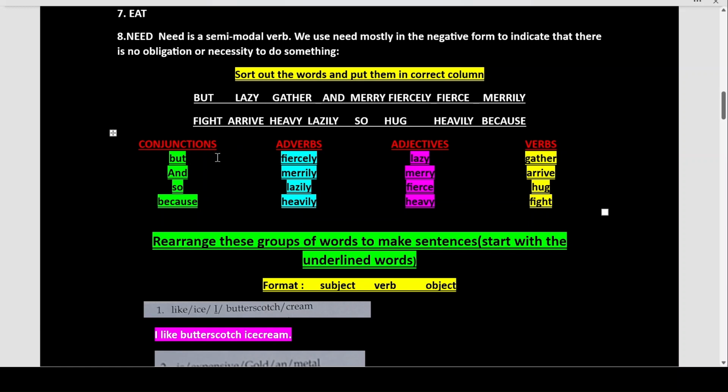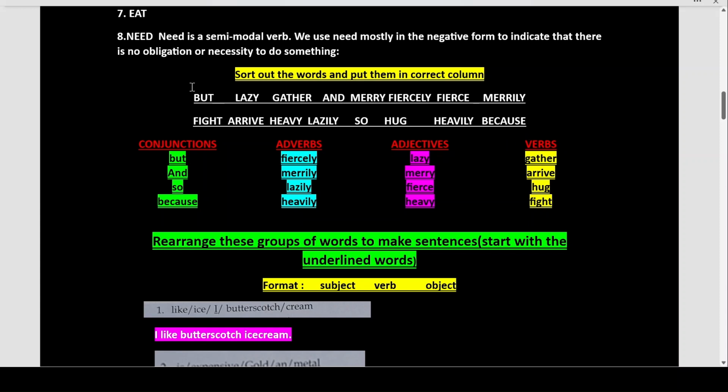Let us understand what are conjunctions. Conjunctions, you just have to remember simply, they are your joining words, which join two parts of the sentences or two subjects or two pronouns. Next, what are adverbs? Adverbs are those words which modify your verbs or give more meaning to your verbs. Next, adjectives, they describe your noun. The words which describe the noun are called adjectives, and verbs are your action verbs.